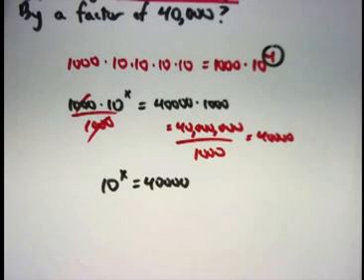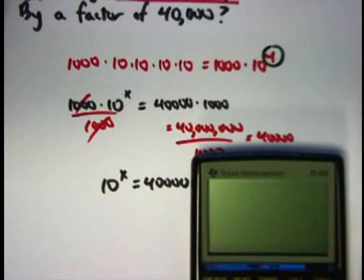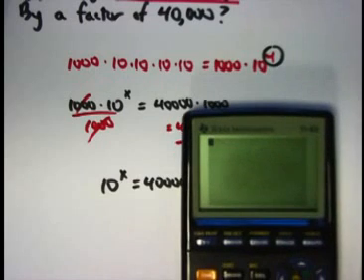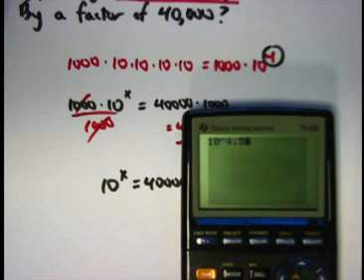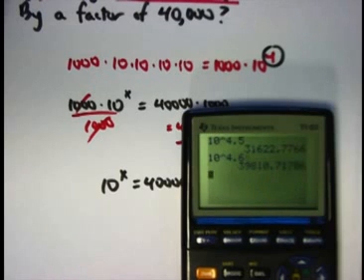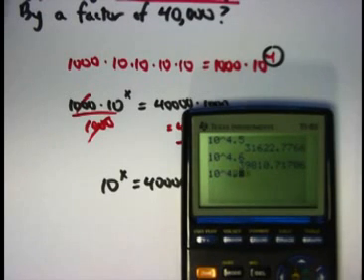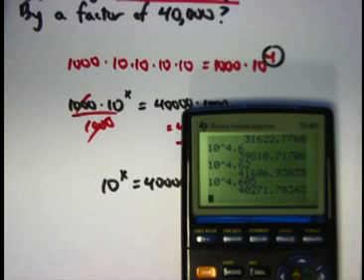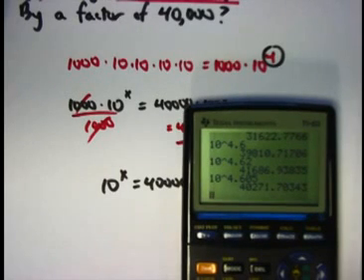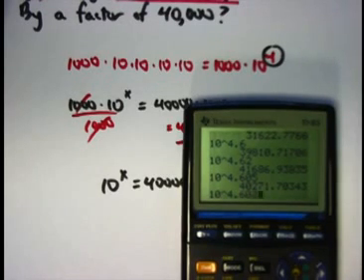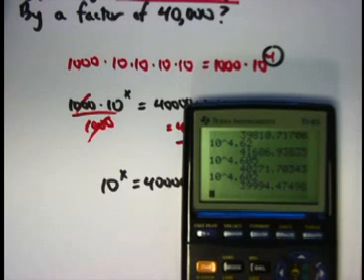Now once again, you could experiment with your calculator. If you think about it, the answer's got to be between 4 and 5. Try 4.5. Too small. You could keep experimenting until you get the right answer, at least a good approximation. Getting pretty close there. Looks like the answer is going to be 4.60 or something. Close to 4.602.